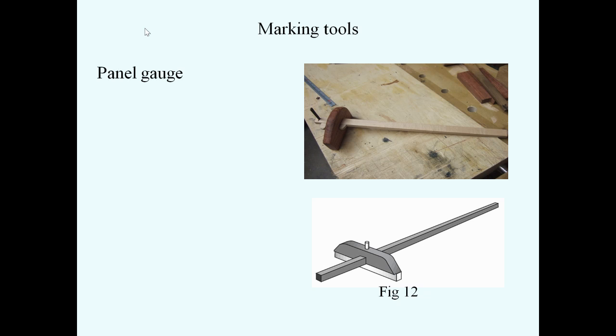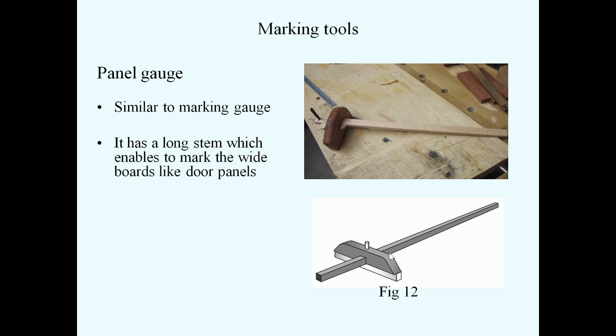So next one is panel gauge. This is a diagram of a panel gauge. It is also similar to the marking gauge. It has a long stem. As compared to the marking gauge, the length of the stem is longer for this one, which enables marking on wide boards like door panels. If you want to mark on wide boards, with the help of this panel gauge you can mark the lines on the door panels.